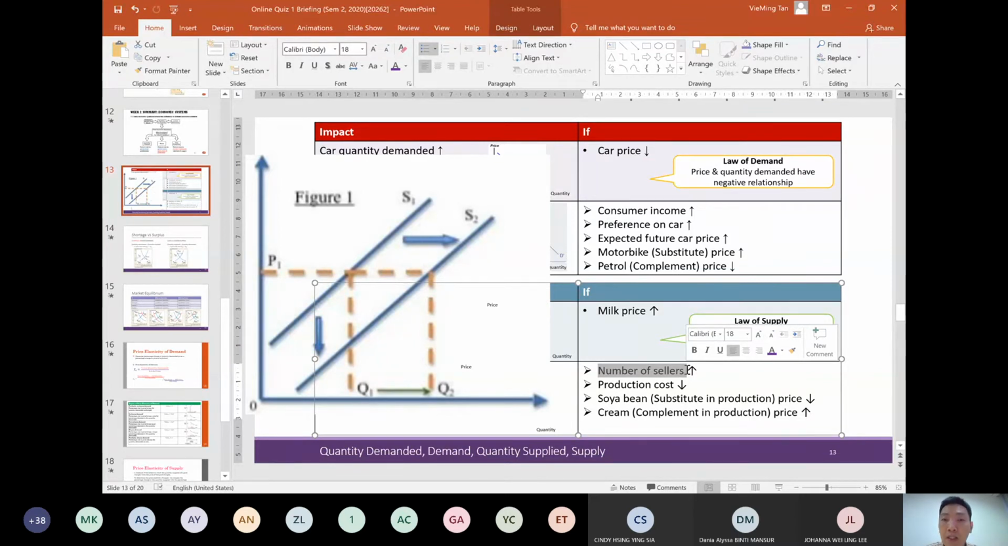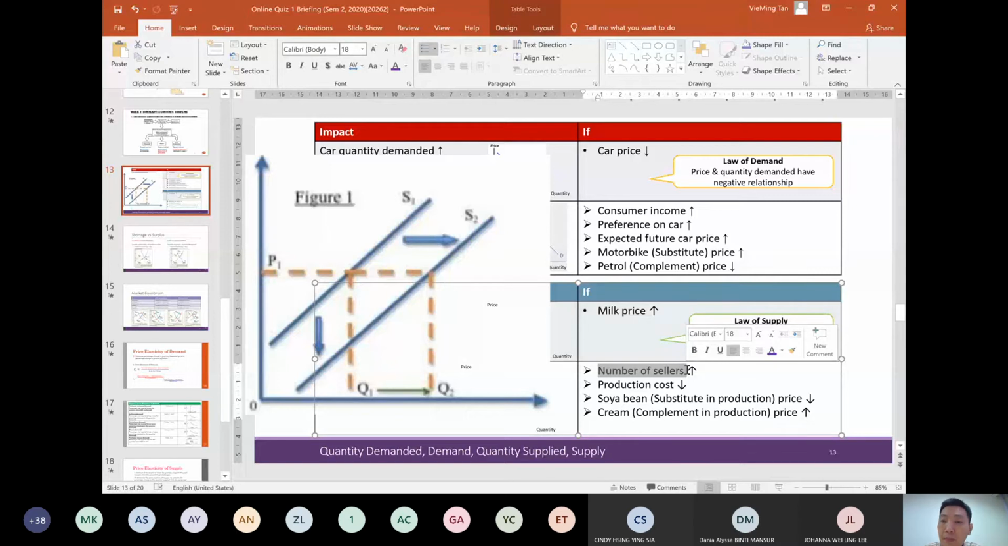But the increase of supply is due to the number of sellers increasing. It's not because of the price of the milk increasing, but only because the number of producers is increasing. If that's the case, this will shift the milk supply curve to the right hand side.